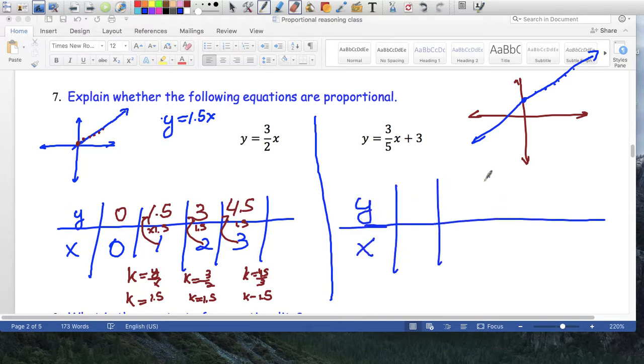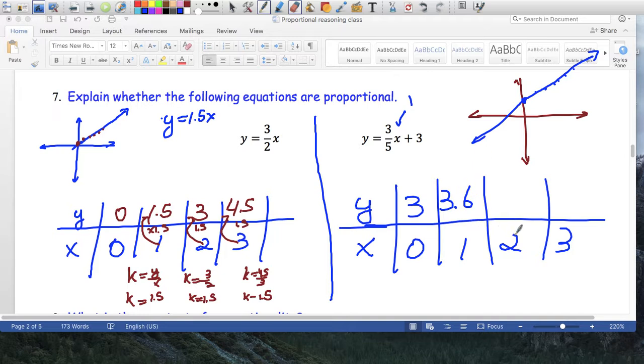I'll show you how it's not proportional by putting up some numbers. So let's pick 0, 1, 2, 3. When x is 0, it'd be 3/5 times 0 plus 3, and y equals 3, and that's my point right here, 0, 3. When x is 1, I would substitute the 1 for x. 3/5 times 1 is 3/5, plus 3 would be 3 and 3/5, and I want to change that to a decimal, 3.6.